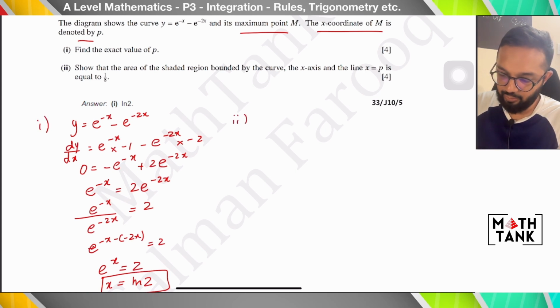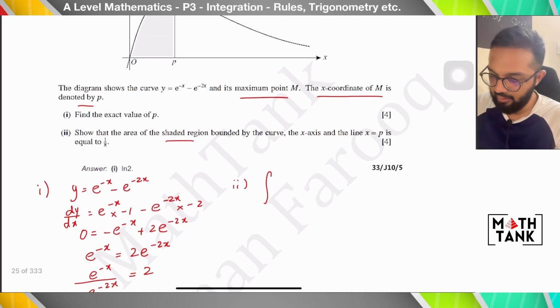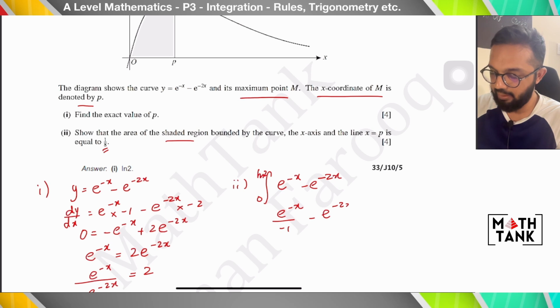Next part says show that the area of the shaded region bounded by the curve, the x-axis, and the line from 0 to P is equal to 1 over 8. So in this case P should be ln 2. I integrate this, and I think it's a simple integration. So e power minus x divided by minus 1 minus e power minus 2x divided by minus 2. I integrate this from 0 to ln 2.